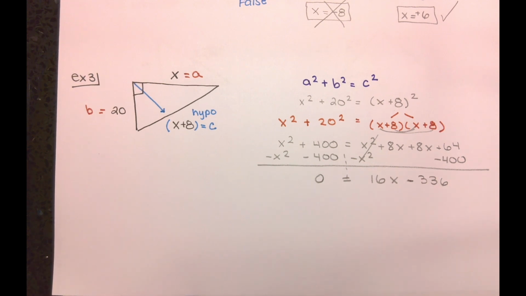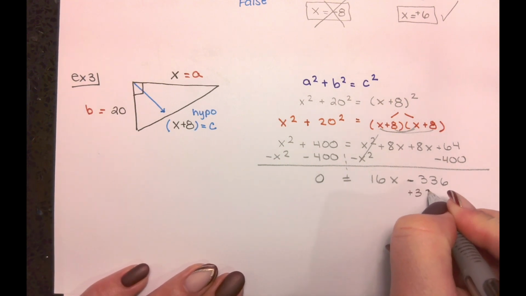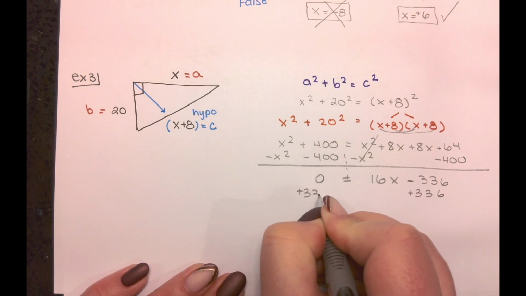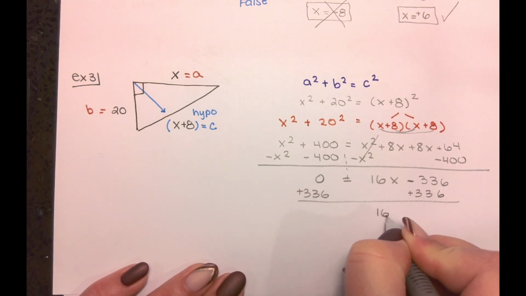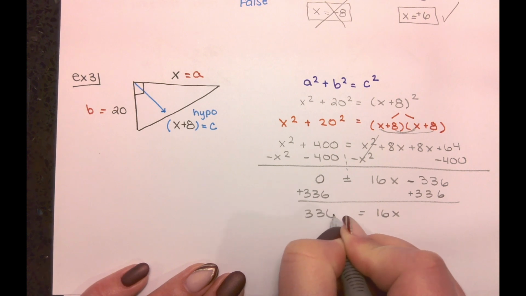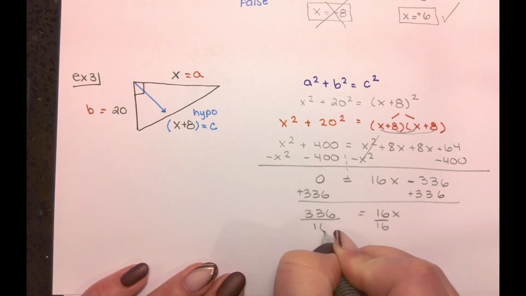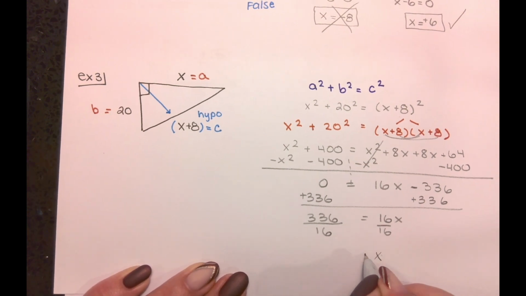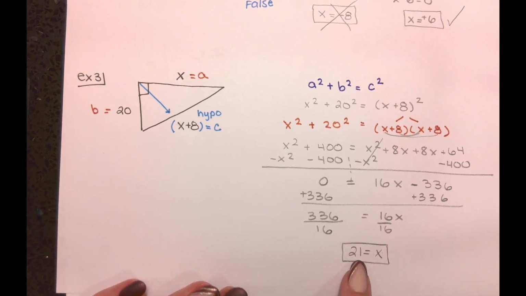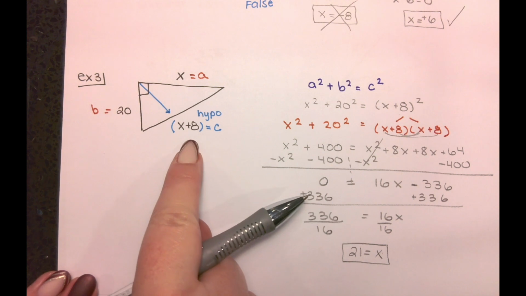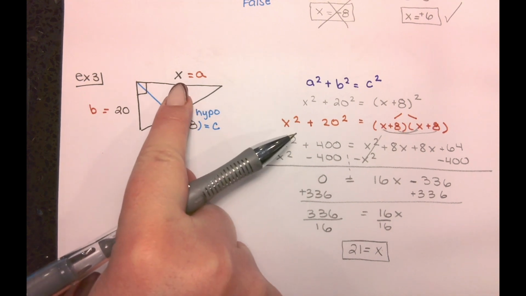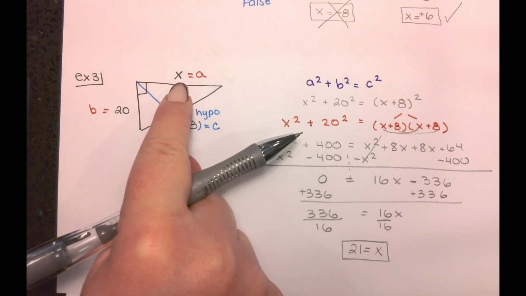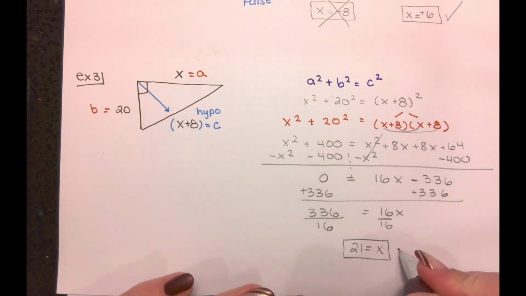we have two terms, that nothing is squared. I'm going to continue solving by moving everything over. So I'm going to add 336 to both sides. We have 16x is equal to 336. Divide by 16. And we get 21. Again, got to double check this answer. Plugging it in, 21 plus 8 is not a negative number. Plugging in 21 here, again, not a negative measurement, so 21 works just fine.